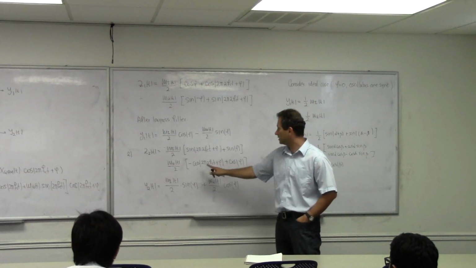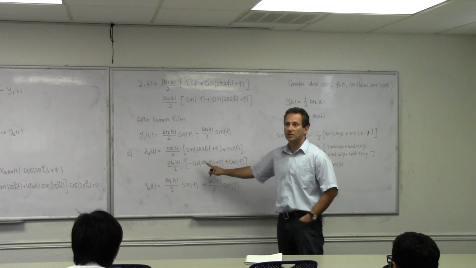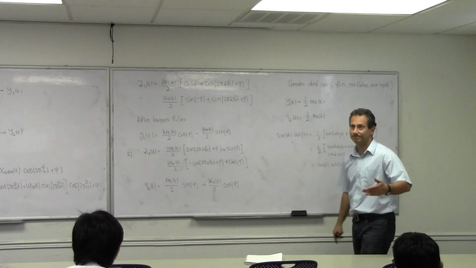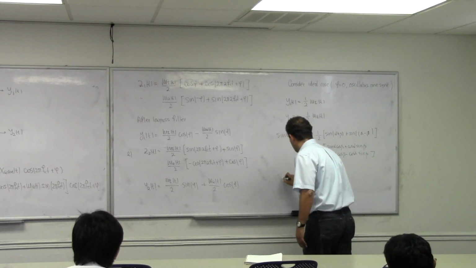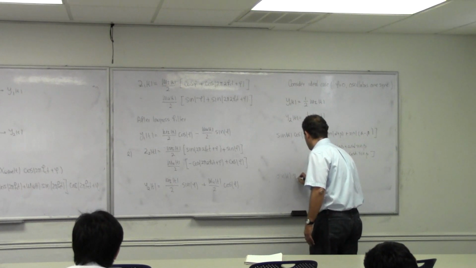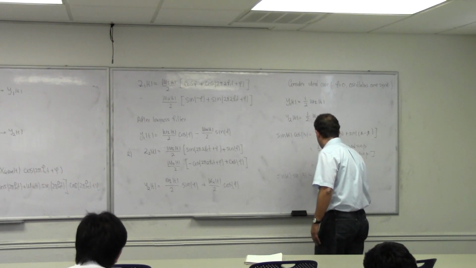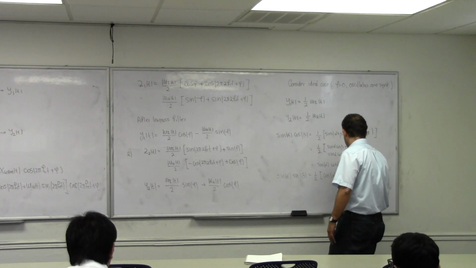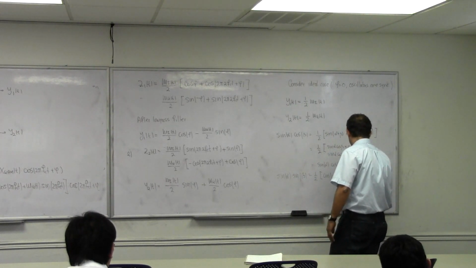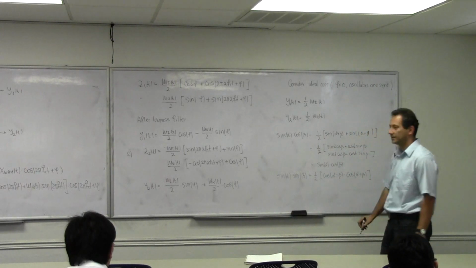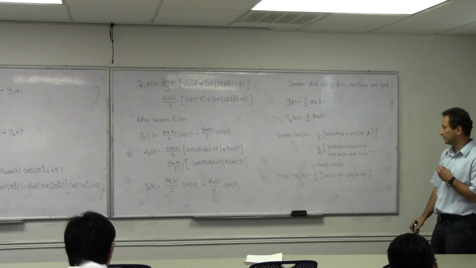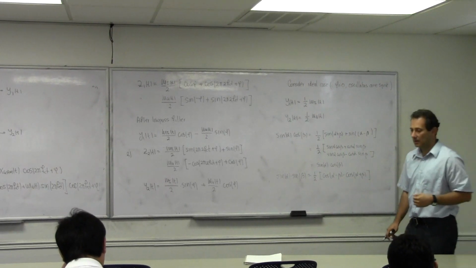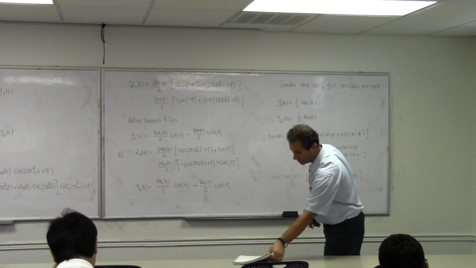Sine alpha times sine beta is one half cosine of the difference minus cosine of the sum. Right? That is proper. That's a trig identity. Okay. Let me do another problem.